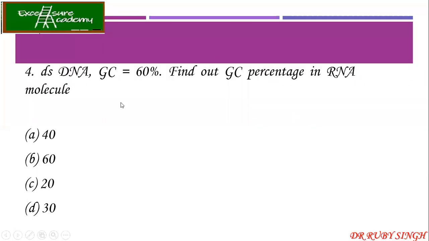Okay, the double-stranded DNA has a GC content of 60%. Find out the GC percentage in the RNA molecule. This is very simple. So what will be the answer? From DNA, we have a GC content of 60. So what will be the percentage in the RNA?